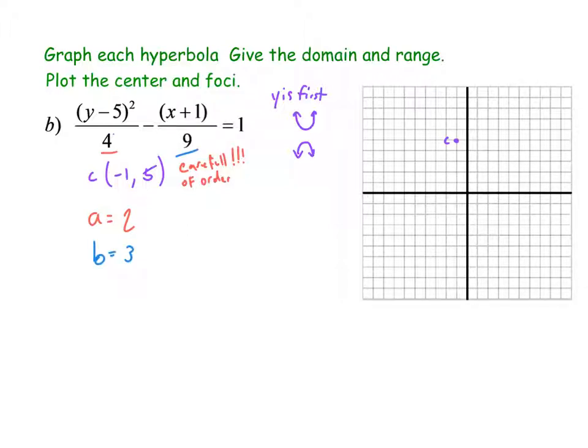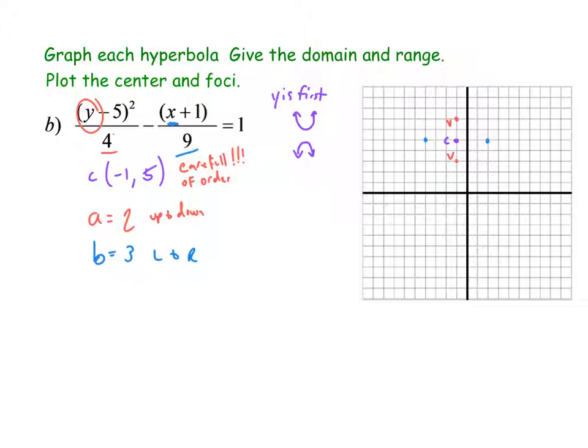So from the center, I'm going to go 2, and now which direction am I going to go 2? Since A is under Y, that means I'm going to go up and down. So 2 up from C, 2 down from C. I'm going to label those with V's. And then B is under X, so that means I'm going to go left and right. So from the center, I go 3 left, and I go 3 right. And don't label those points at all.